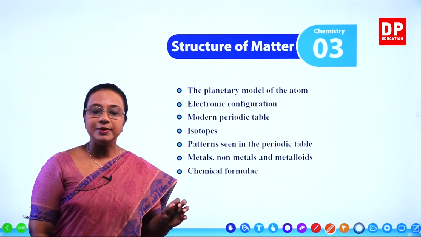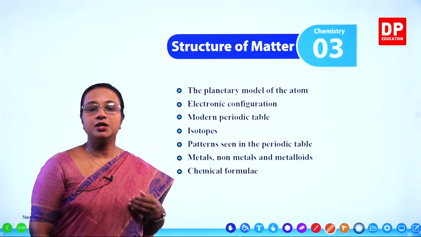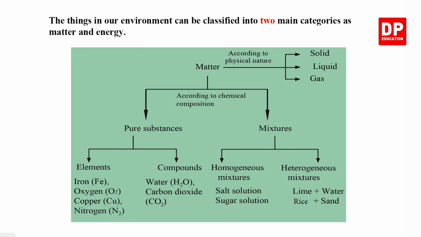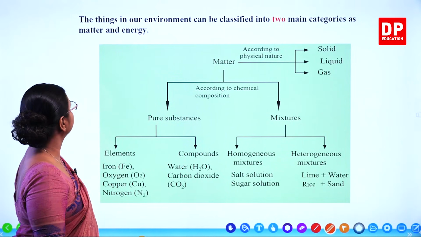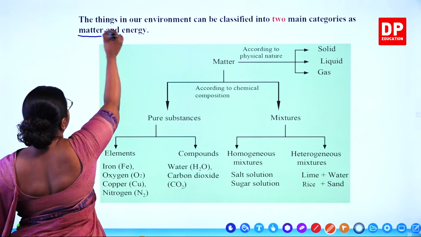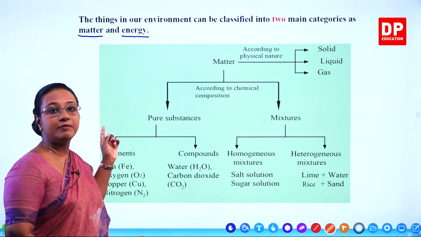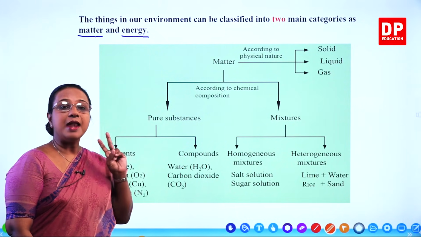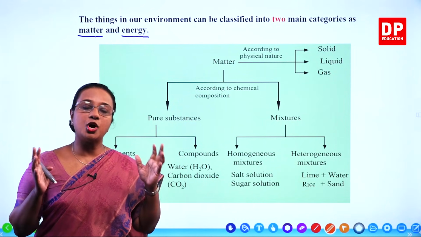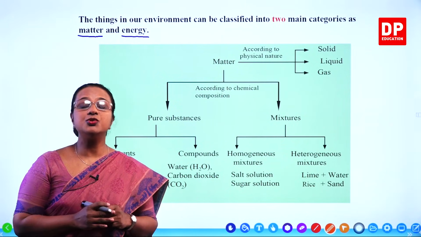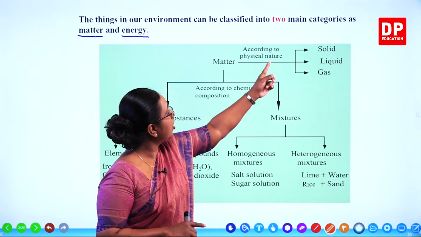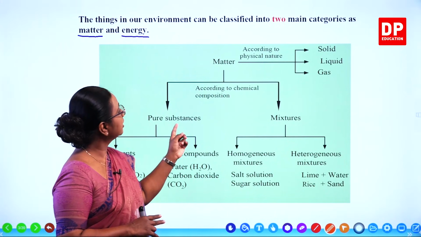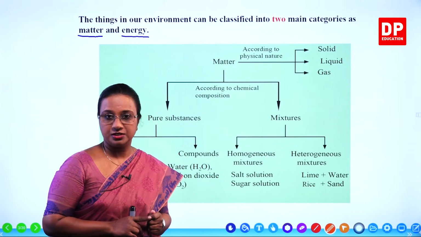Okay students, now we will start the lesson by discussing what matter is. So as you can see, the things in our environment can be classified into two main categories as matter and energy. Under this, we will be discussing matter. And matter can be classified based on its property in mainly two different ways. That is based on its physical property or according to the physical nature and according to the chemical composition.